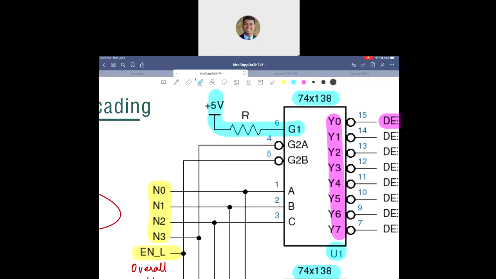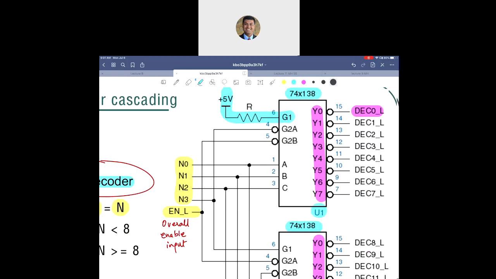G1 enabled. A, B, C are connected to N0, N1, N2. That's how they are being decoded.